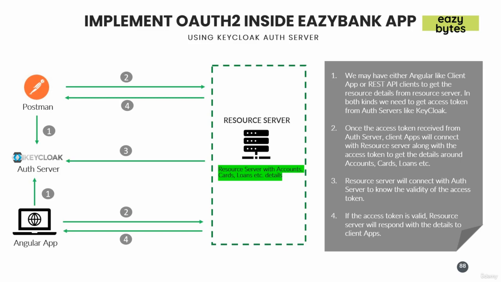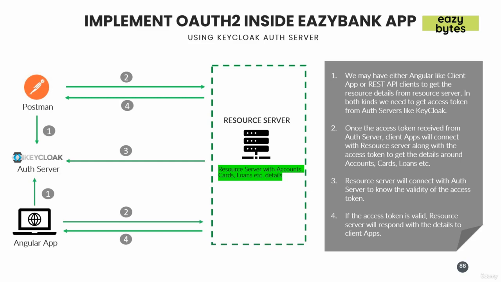First, let's consider the example of Postman. So the Postman application will help us to invoke any REST APIs that are deployed on the resource server. But since the resource server is a secured place where all my resources are deployed, like account details, card details, loan details, my Postman can't directly invoke it. First, it has to get the access token from the KeyCloak server. The same access token it can then hand over to the resource server in order to get the response from it.